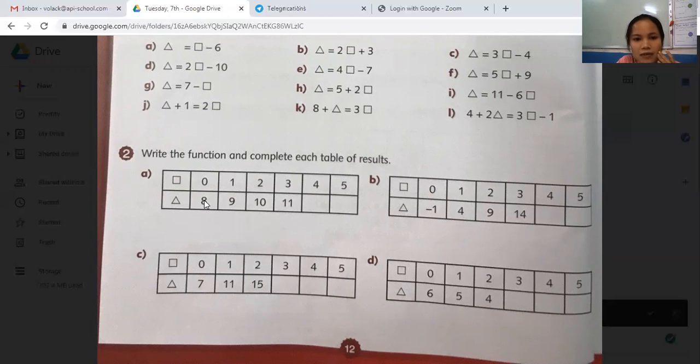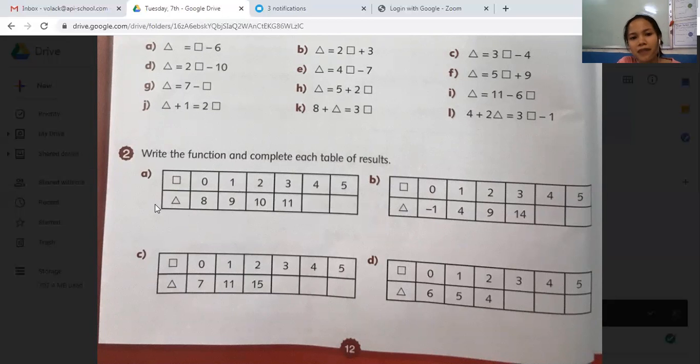So you can see from here, if I replace 0 here and plus 8, it's 8. If I put 1 plus 8 is 9, 2 plus 8 is 10, 3 plus 8 is 11. So I can find the rule here. So the rule is triangle equals square plus the number 8. So the answer here should be 12 and 13. And the rest you can do it yourself.